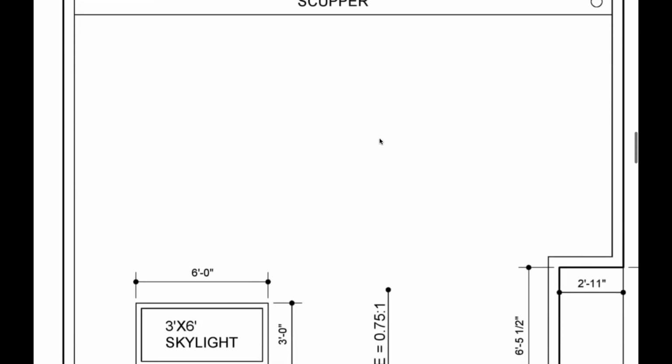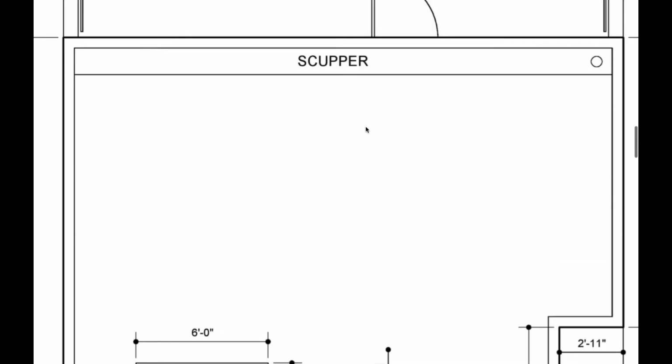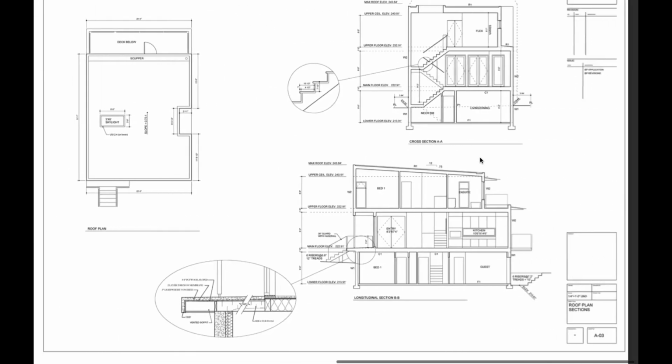So they're going to have a slope package, which you see here, 0.75 to 1 is the ratio, and it's going to be sloping this way towards the scupper, and the scupper is going to slope this way for the rainwater. So let's move around and see what else we have here.